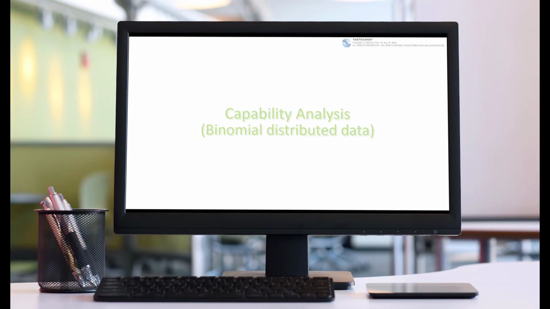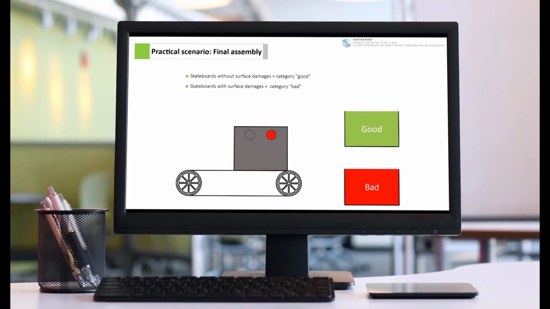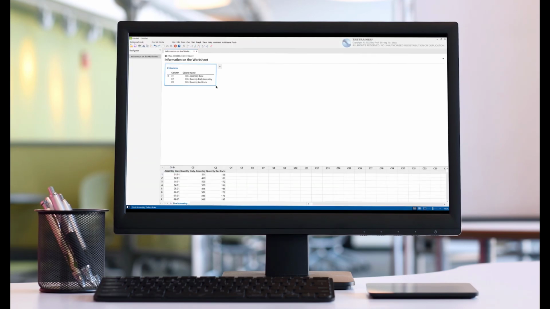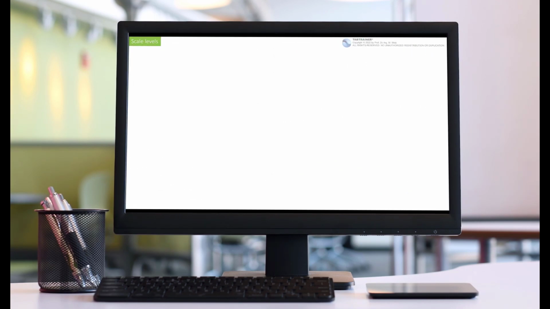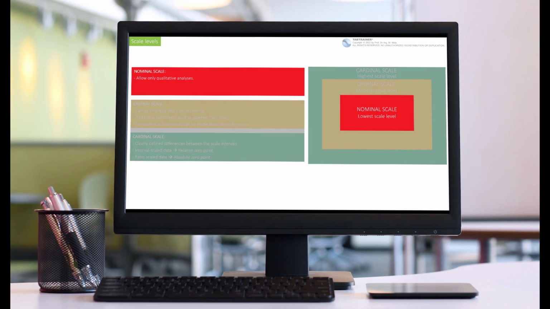In the 29th Minitab tutorial, we take a closer look at the assembly process in the final assembly department at Smartboard Company. As we already know, all the individual skateboard components are assembled into a finished skateboard in this department, and then subjected to an automatic surface inspection before being shipped to the customer.